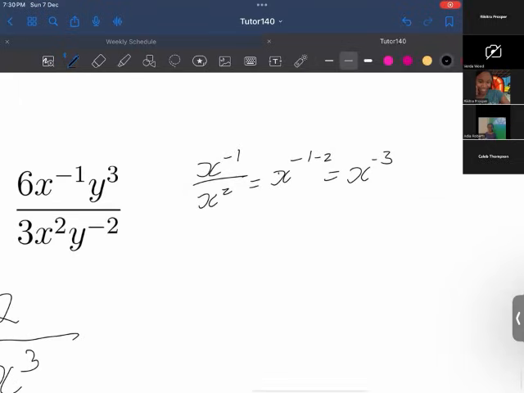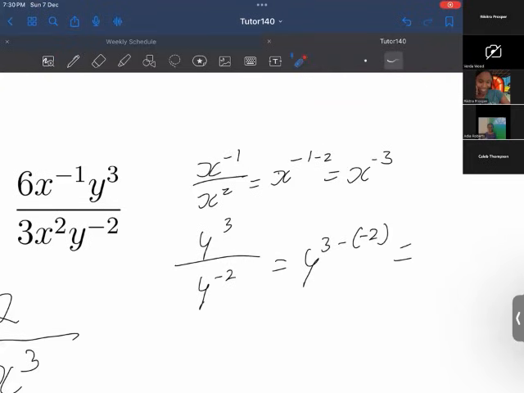Now we're going to do y cubed divided by y to the power negative 2. That's equal to y cubed minus negative 2. You can't just put 3 minus 2. That's not a correct answer.